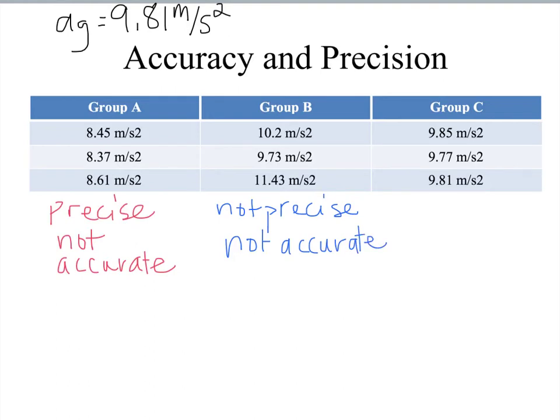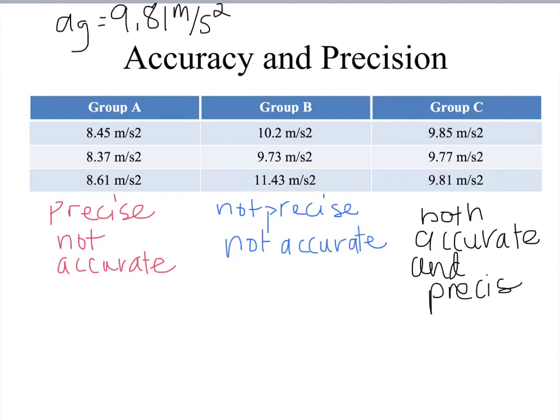Now, the last group we have here, they have values of 9.85, 9.77, 9.81. Those are all very closely grouped together, and it's very close to our accepted value. So this set of data would be both accurate and precise. So obviously when you guys do your experiment, I hope that everyone can end up in group C where it's both accurate and precise. But that won't always be an option just because of the tools we have to use.